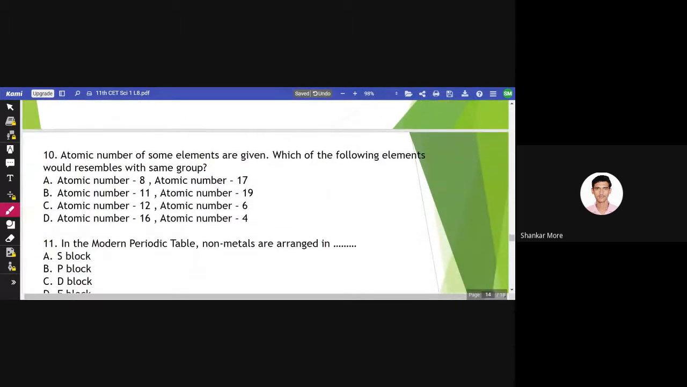Next question is: atomic numbers of some elements are given. Which of the following elements would resemble with same group?